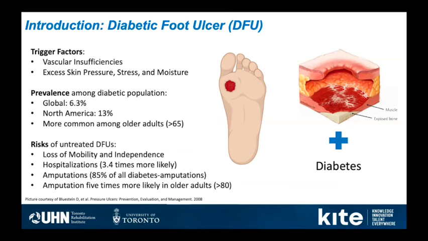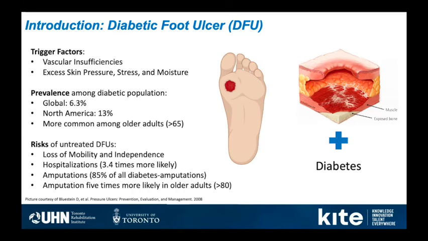The trigger factors for diabetic foot ulcer are vascular insufficiencies, which mostly stem from the diabetic condition, and excess skin pressure, stress, and moisture. The prevalence of diabetic foot ulcer among the diabetic population globally is 6.3%, and in North America about 13%. The majority of the patients are elderly, above 65 years old.